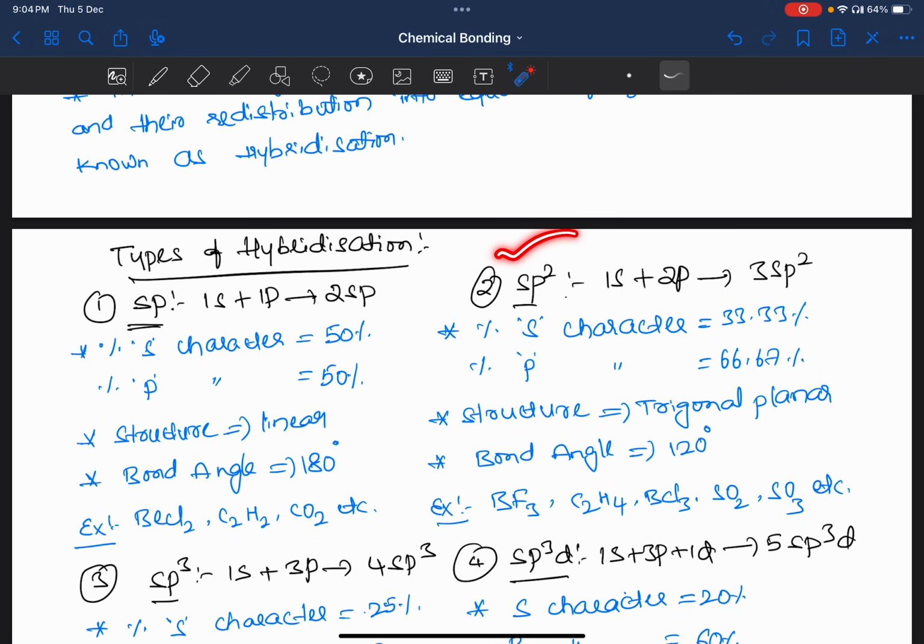Next, sp2 hybridization. In sp2 hybridization, one s and two p orbitals are intermixed to form three sp2 hybrid orbitals. The s character is 33.33% and the p character is 66.67%. So s character is medium compared to sp hybridization. The structure is trigonal planar and the bond angle is 120 degrees. Examples are boron trifluoride, ethylene, boron trichloride, sulfur dioxide, sulfur trioxide, etc.